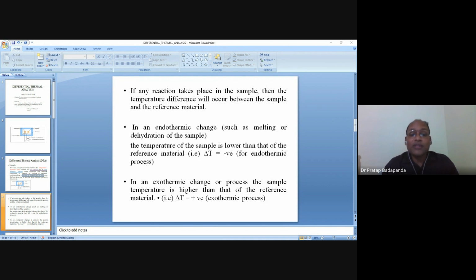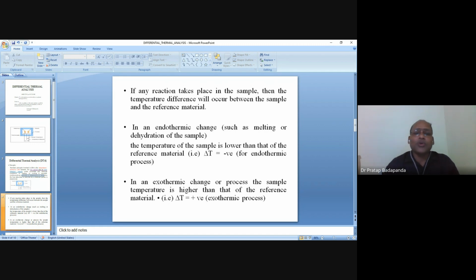In an exothermic change, the sample temperature is higher than that of the reference material, as I explained, and it is written here. So del T is positive. If del T is negative, the sample temperature is lower than the reference temperature, so it is endothermic. If the sample temperature is higher than the reference, it is an exothermic reaction.